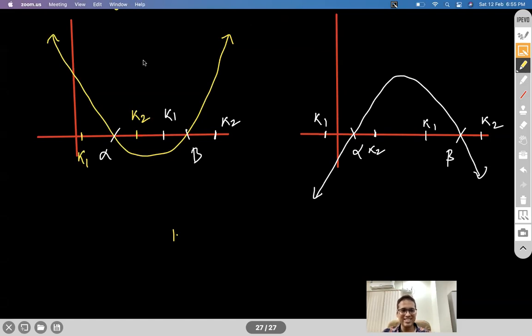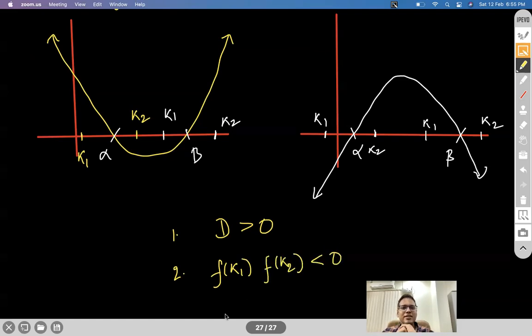Yes, sir. Tell me. So Satyam is saying D should be greater than zero. Agreed, because your roots should be real as well as distinct. Correct. Now, just to reduce the conditions, can I just say F of K1 and F of K2 must be of opposite signs? Correct. So A becomes irrelevant here. Whether you take this situation, both will be opposite in sign, or this situation, opposite in sign, or this situation, opposite in sign.